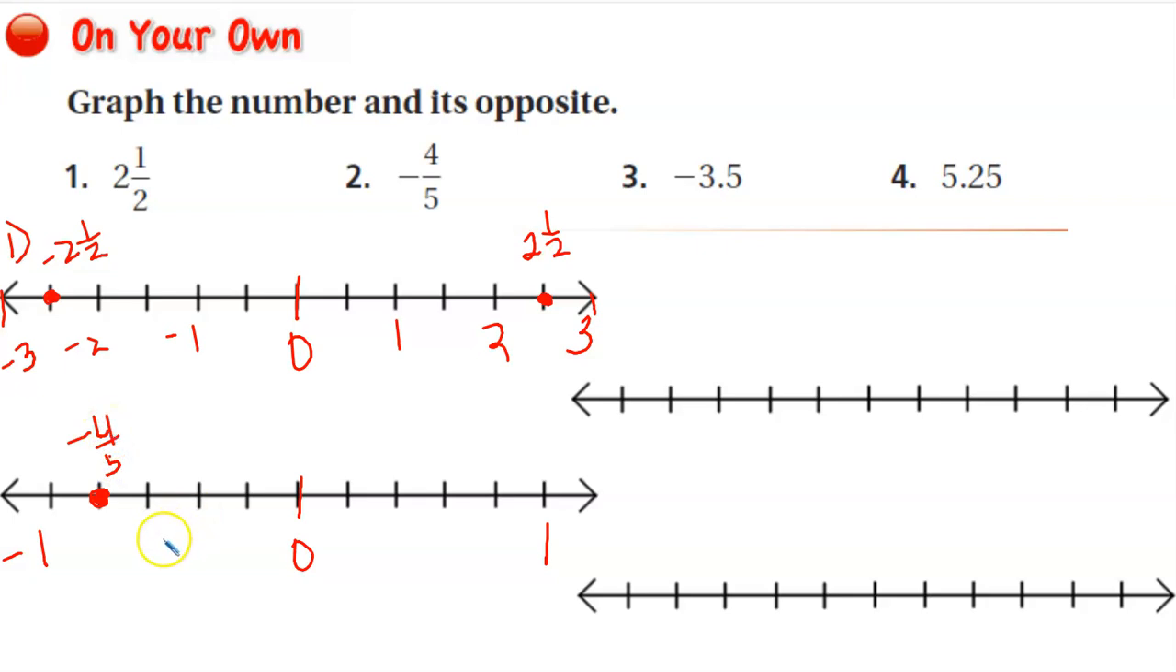And then I could add a negative 2/5 just to show a few more numbers. And then in this direction, this is positive 2/5. And this is where positive 4/5 is.